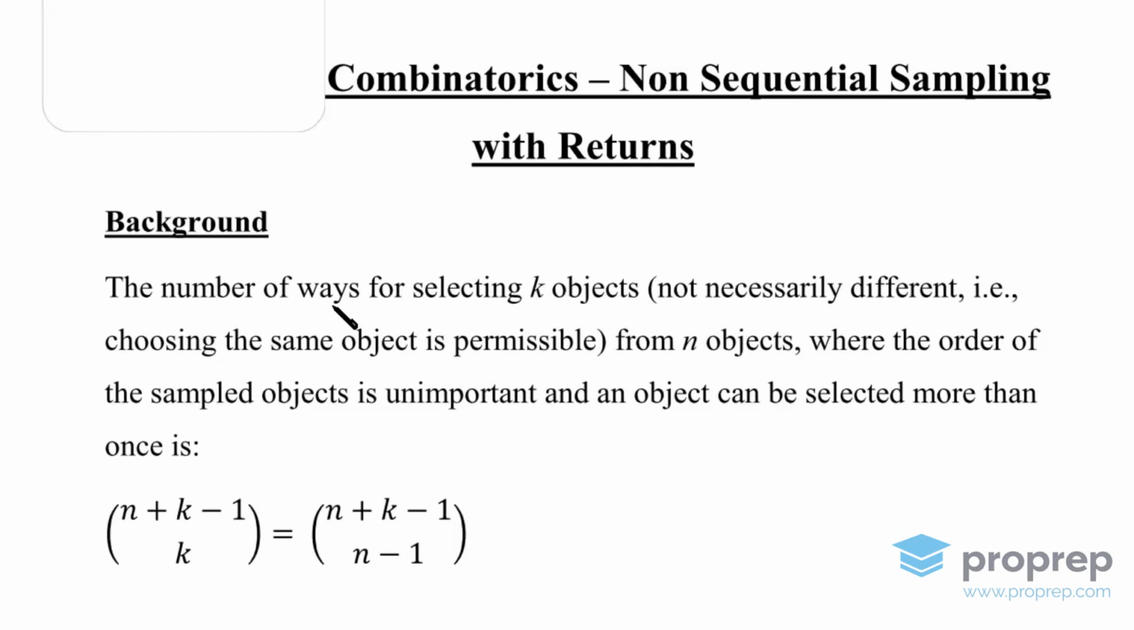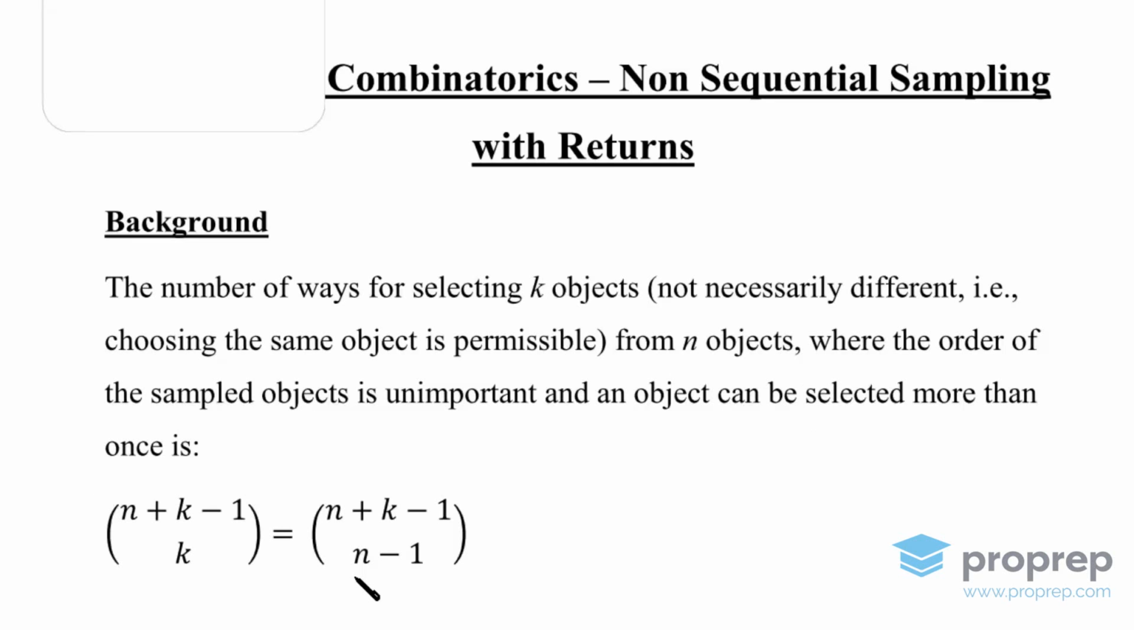So, the number of ways for selecting k objects, not necessarily different, right? That means that we can choose the same object more than once from n objects where the order of the sampled objects is not important and the object can be selected more than once is this expression right here. That's (n plus k minus 1) over k, and that equals (n plus k minus 1) over (n minus 1). Now, this equality is very simple to prove, so I'll leave that up to you.